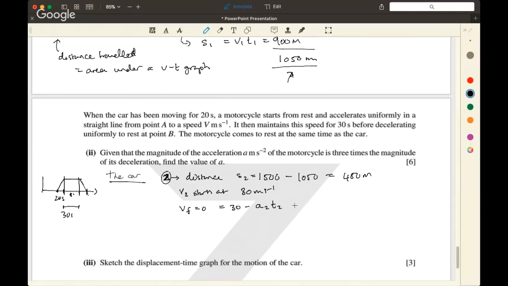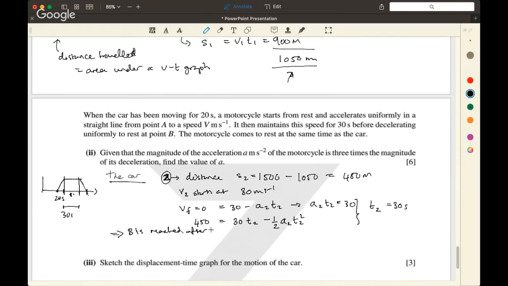And that means that since this is equal to 0, A2 T2 is equal to 30. We also have that the distance traveled, which is 450 during this time, is equal to initial velocity times time spent minus 1/2 times A2 times T2 squared. And if we pull both of these together, we get that the time spent in the second zone by the car is 30 seconds.